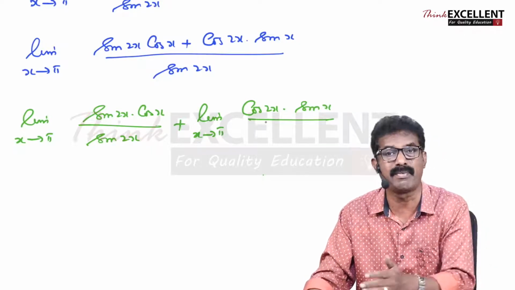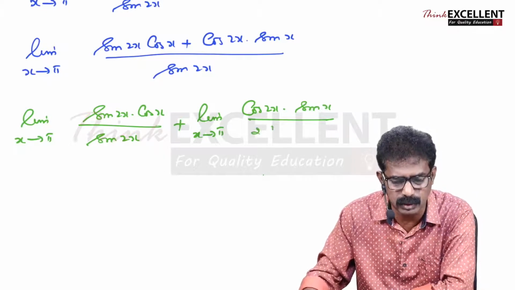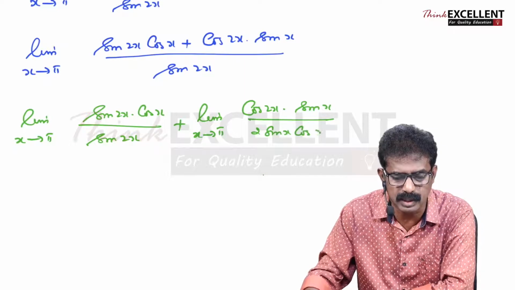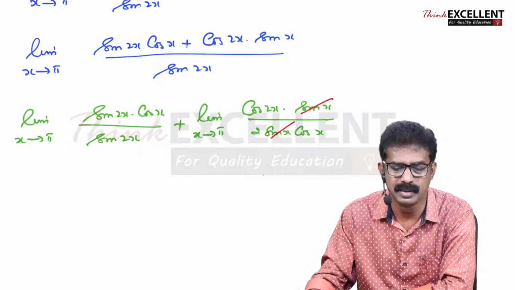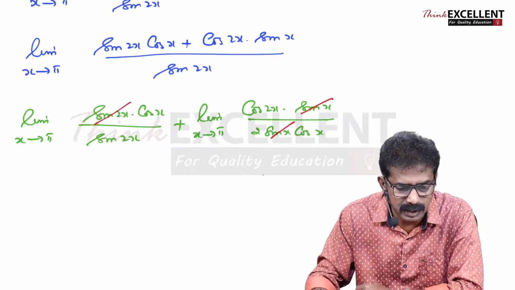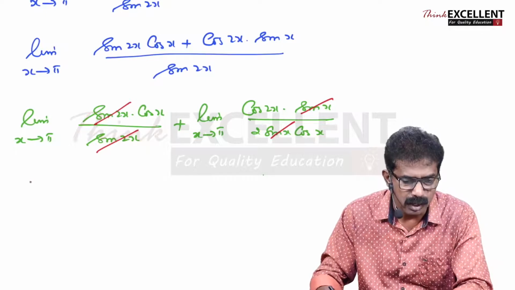Here sin 2x anyhow you are not going to cancel. So sin 2a formula we use. Sin 2a is 2 sin a cos a. So sin 2x is 2 sin x cos x. Why are we splitting like this? At least you can cancel this sin x, right? But in the first term you can cancel sin 2x directly. That's the reason we didn't use the formula there. Okay. Now you apply the limit.